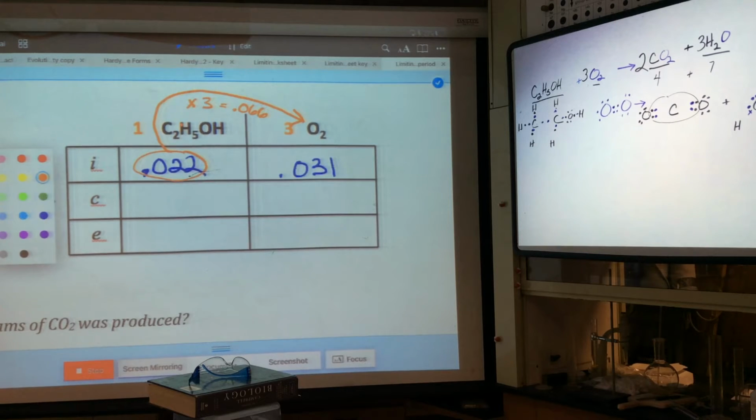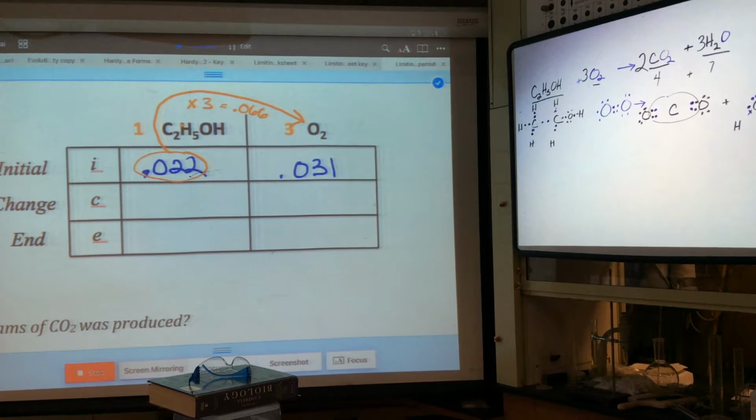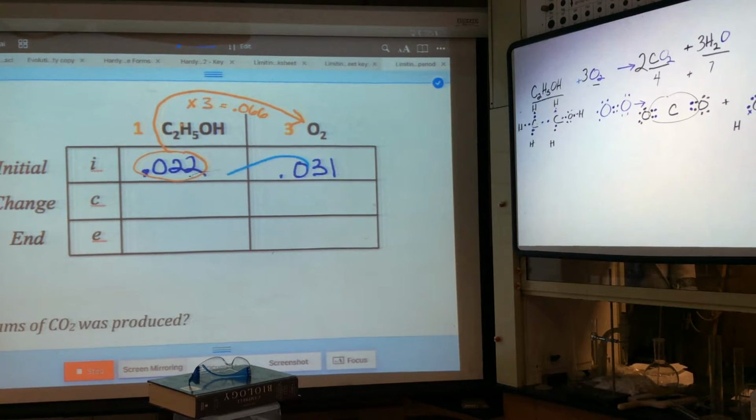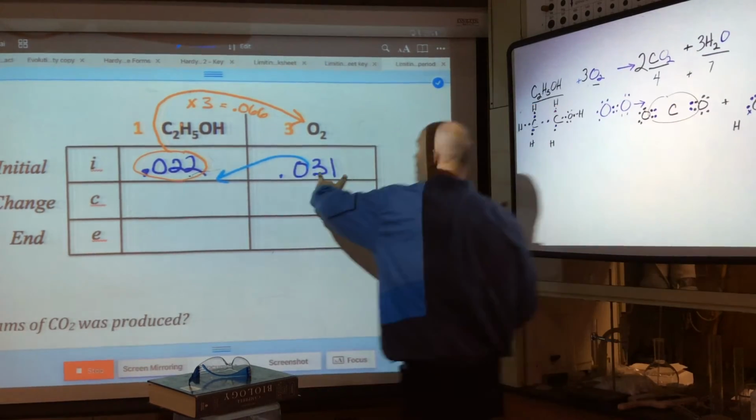Now, let's do it in the opposite direction, because we want to finish the chart. Now, how about this way? In order to go from here to here, it's what?